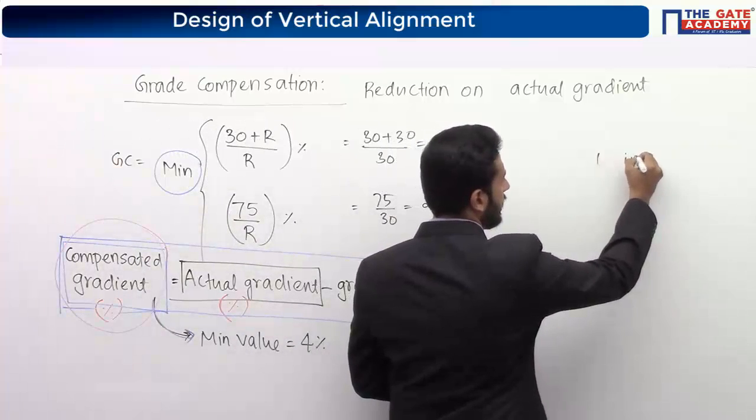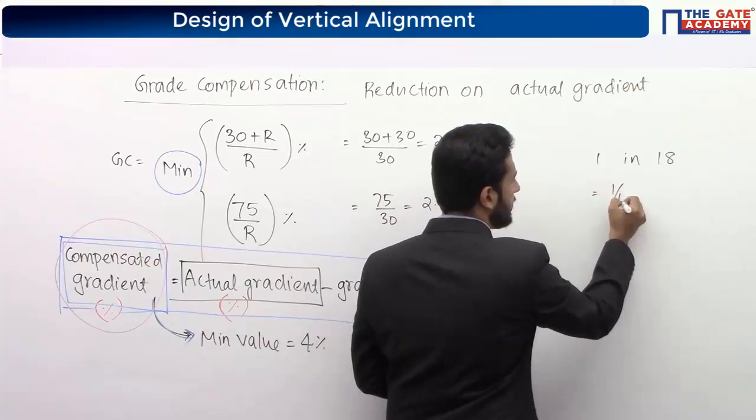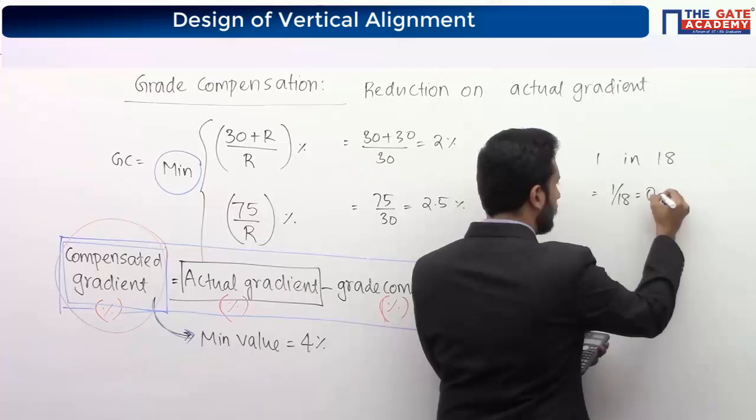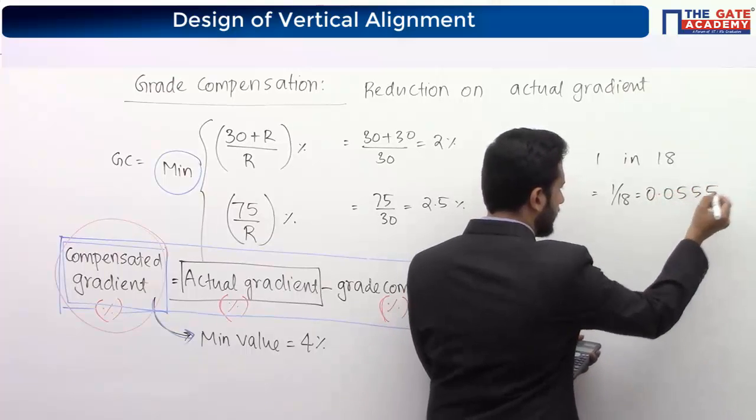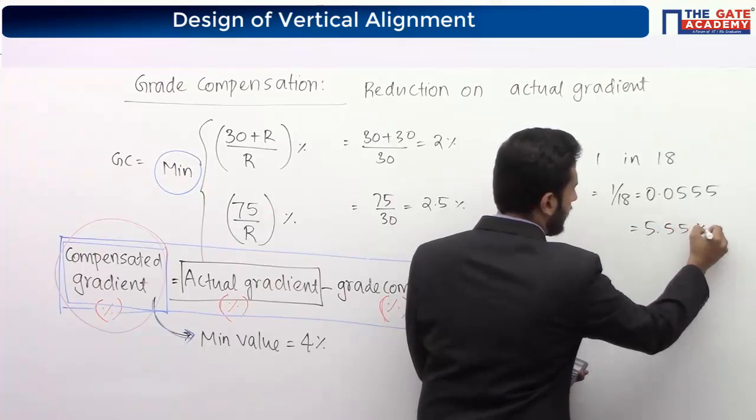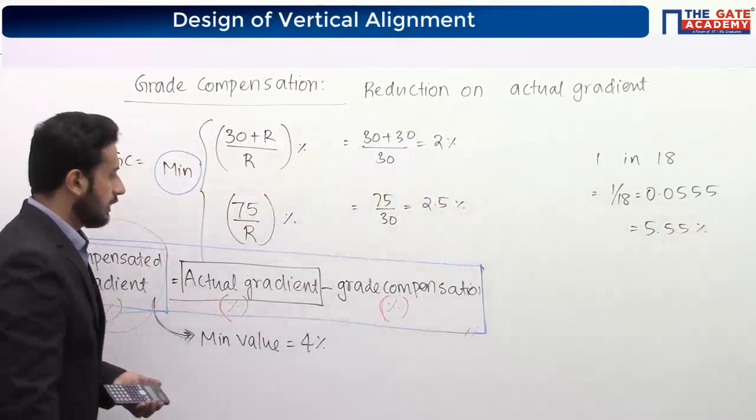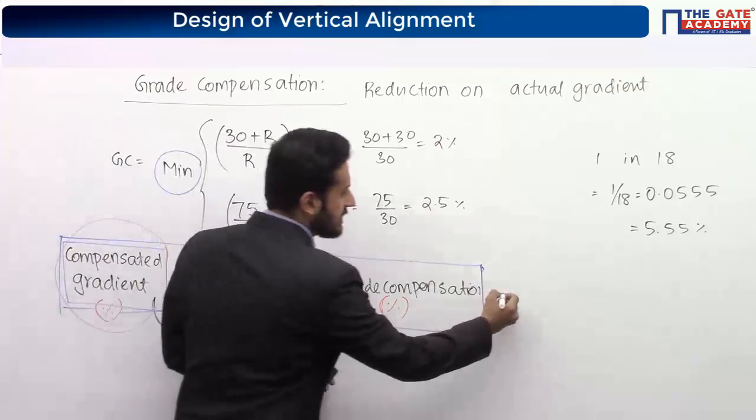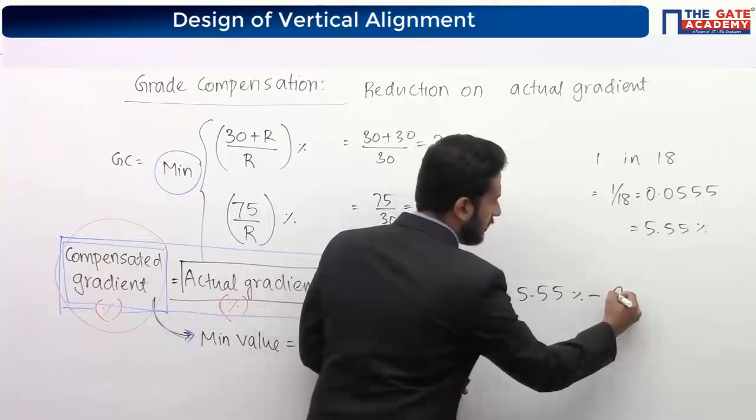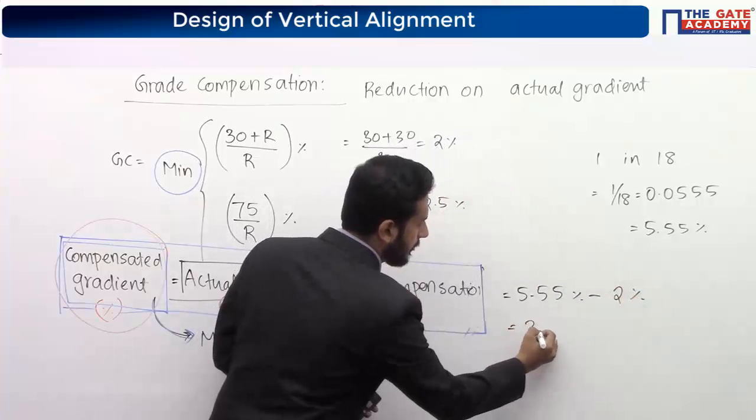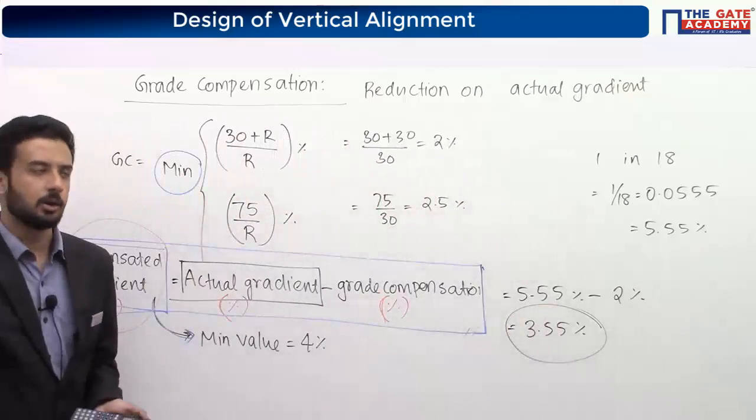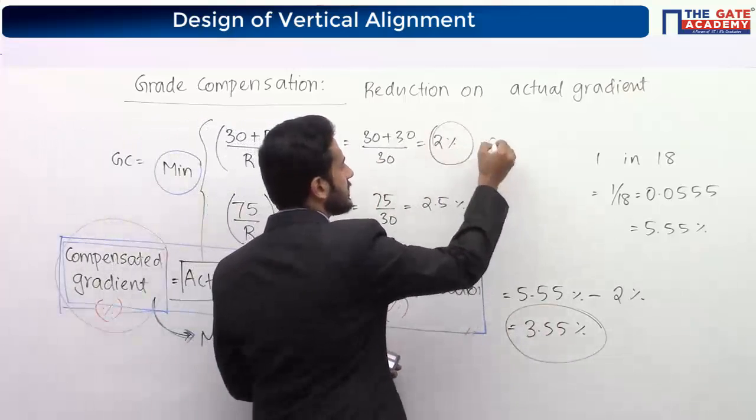Okay, 1 in 18. 1 in 18 means how much? 1 by 18, how much is 1 by 18? It is 0.0555, which means I can take it as 5.55%. Now, if I am applying, how much will it be? 5.55% minus 2%. How much am I getting? 3.55%. Can I give 2%? No. Which means I cannot give this value.